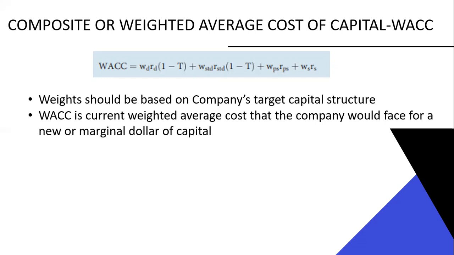Now the WACC is the current weighted average cost the company would face for a new or marginal dollar of capital. So again, if you are going out into the market, you need to get some more money for some project, maybe some expansion, then what is the average cost of capital that you would be charged if you went out to the market?